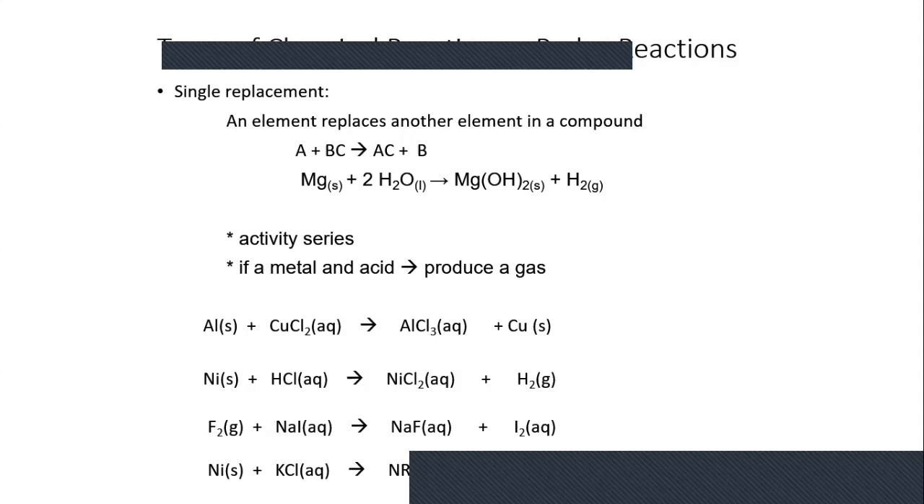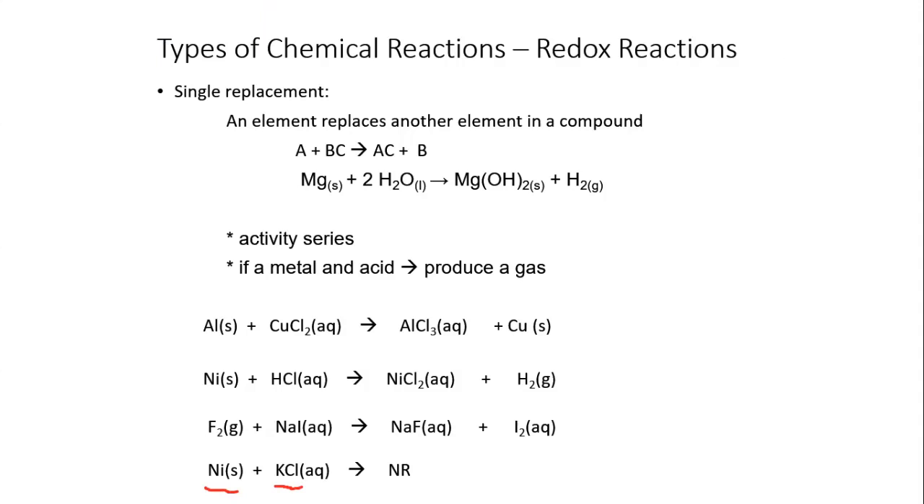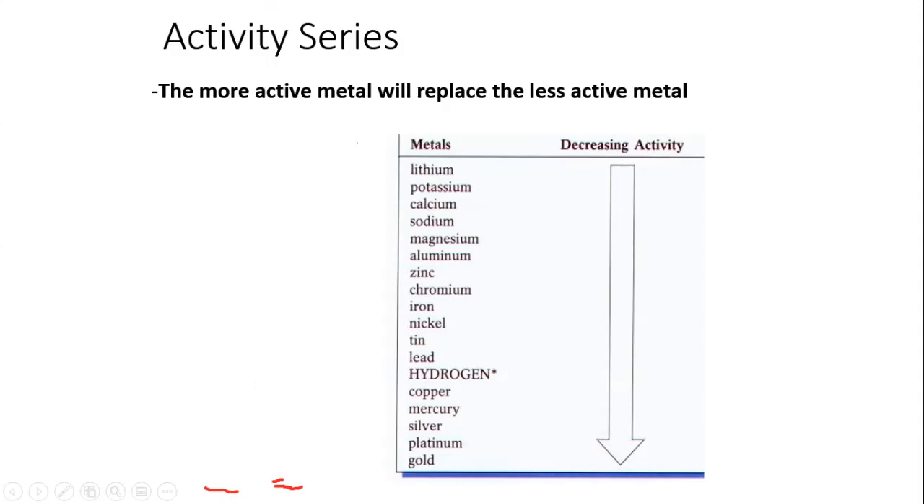Now if you try to react nickel with potassium chloride, nickel will not displace potassium, because potassium is more active than nickel, and so potassium is happy. So there's no reaction when nickel reacts with potassium chloride. In this activity series, the more active metal will replace the less active metal. So if your element is more active than the cation in the compound, then the reaction will occur.